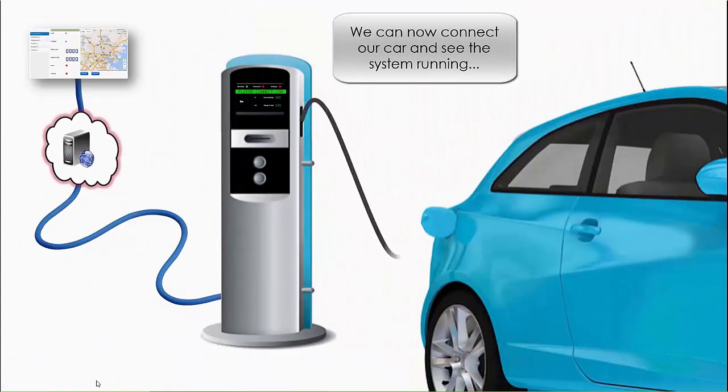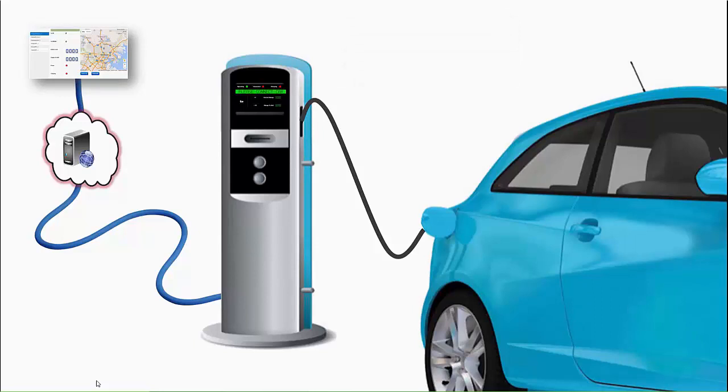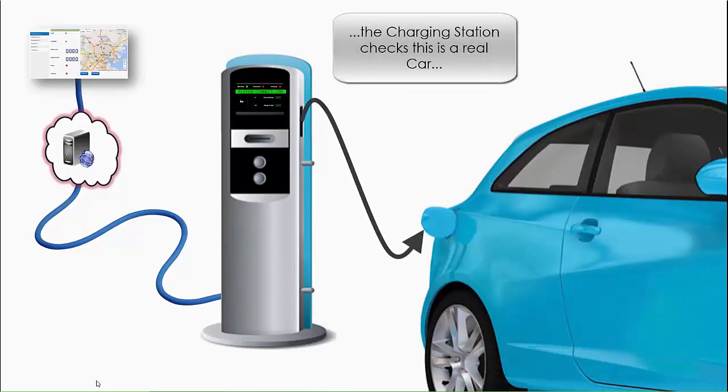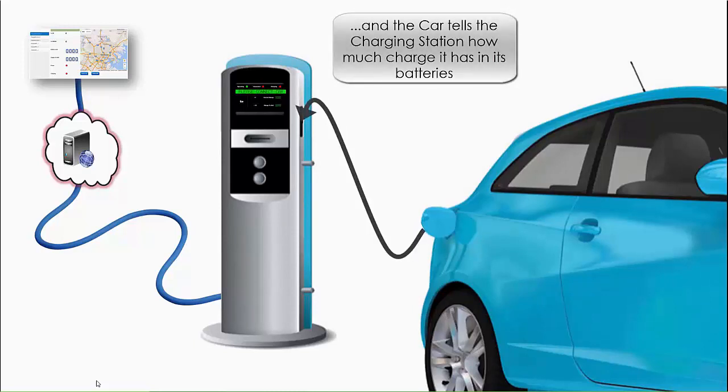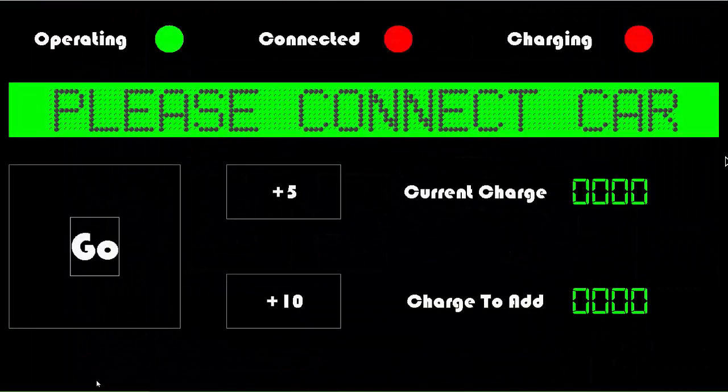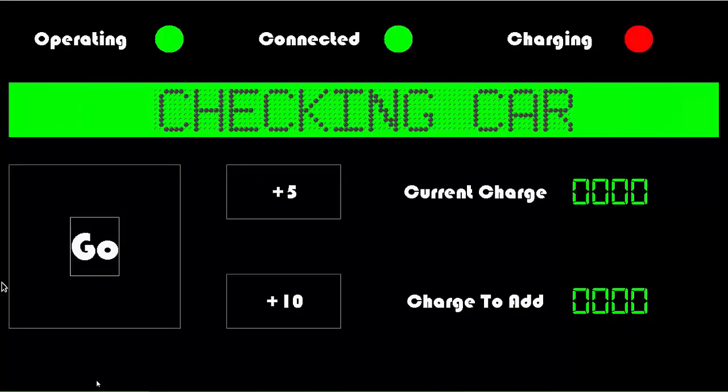We can now actually simulate the system. So using SciSim, we can simulate the connection of the car to the charging station. The code is run, or the simulation of the model is run, and checks that the car is a real car and that there's no fraud attempt. The car then can tell the charging station how much charge is already in the battery, and then we can go through the process of asking the user how much charge they want to add to their car.